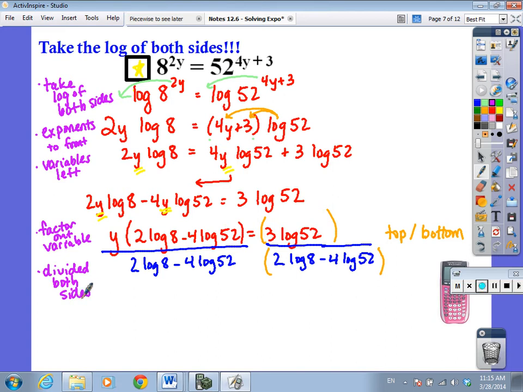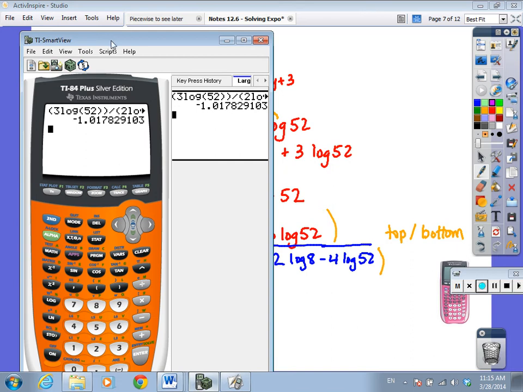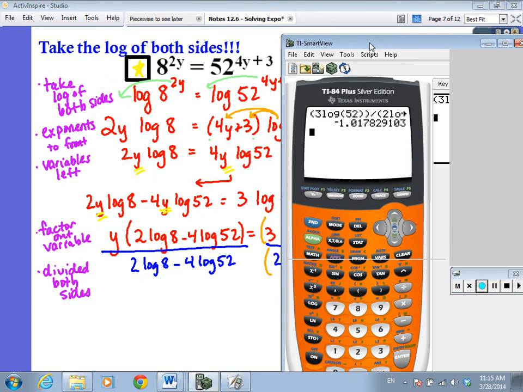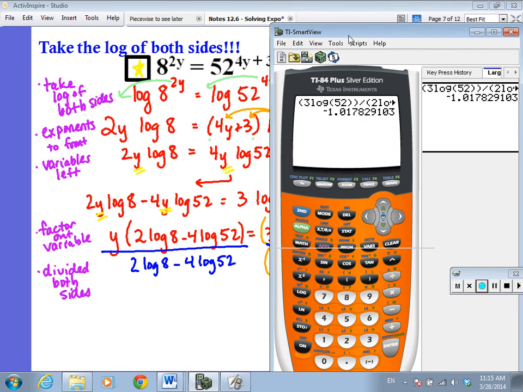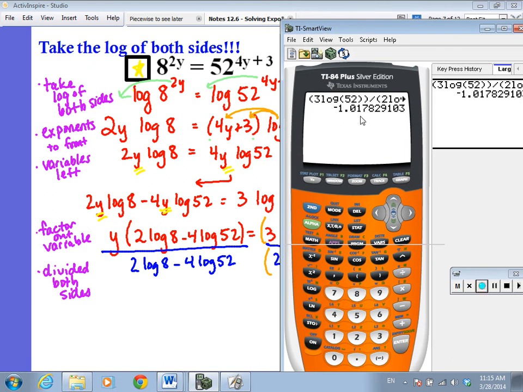Now here's the thing. On the calculator, this is what we got for an answer. And I want to remind you, if you have a calculator, there's no excuse not to check. How do you check it? Currently, that's my answer. I'm going to do the store feature. I'm going to store that as my variable. Calculator likes x, so I'm going to use x here.